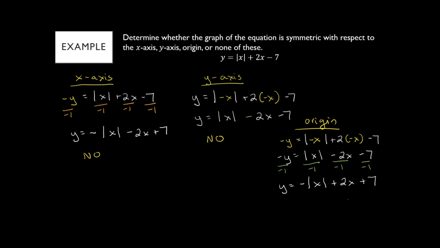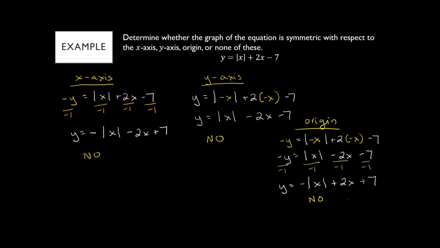And so now here we look and we say, do we have the same thing? Almost, except that we have a minus in front of the absolute value that we don't want. And now we have the wrong sign in front of the 7 that we don't want. So it's kind of similar, but it's not the same thing. And so here we don't have any symmetry across the origin either. So in this case, there's no symmetry at all.